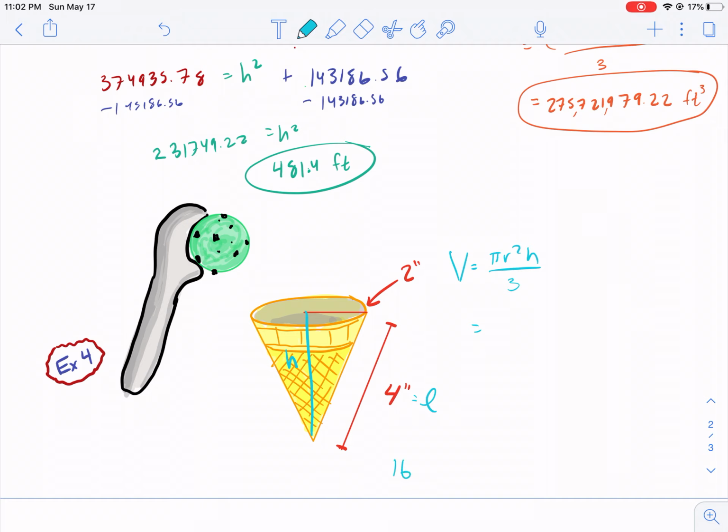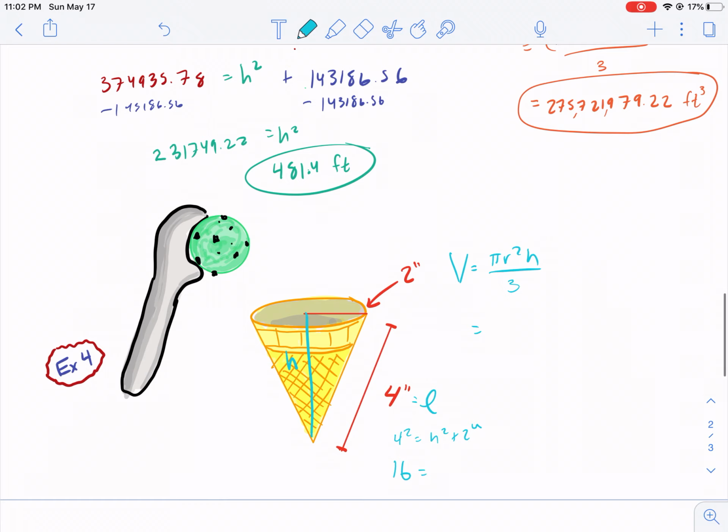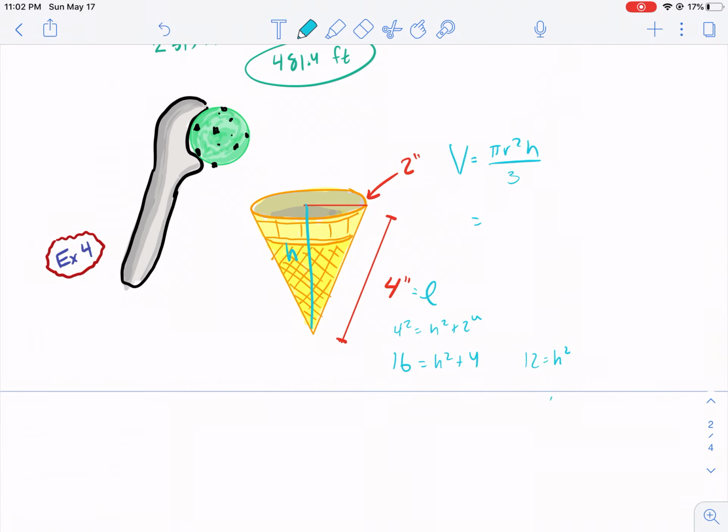We say 4 squared equals h squared plus 2 squared. Then we have 16 equals h squared plus 4. So we get 12 equals h squared. I'm going to leave this in radical form just because I'm sure you guys have a geometry teacher that probably wants you to do the same thing. So that's the square root of 12. If we break down the square root of 12, it becomes 2 times 6, 2 times 3. The 2 leaves the house, the 3 has to stay home alone. So we get 2 radical 3 equals our height.